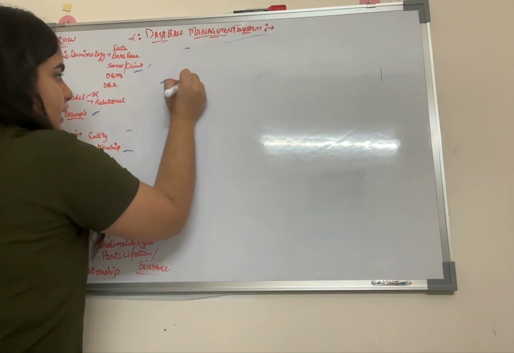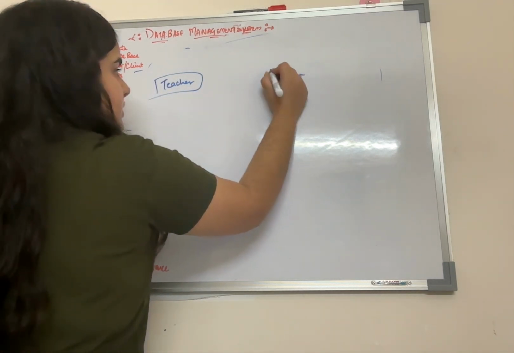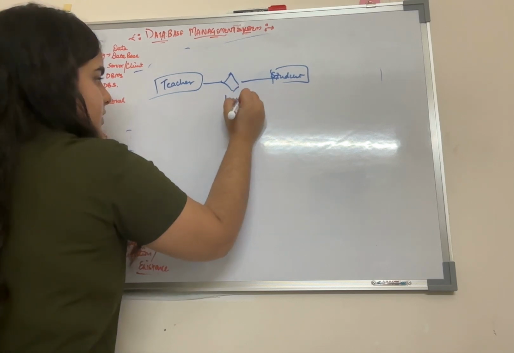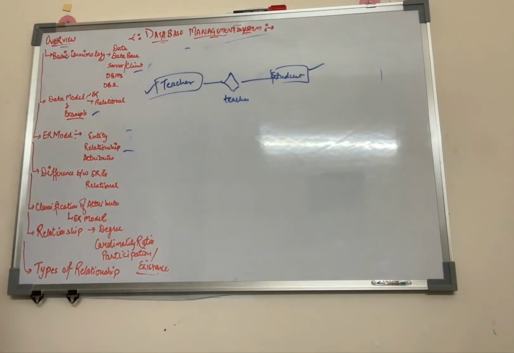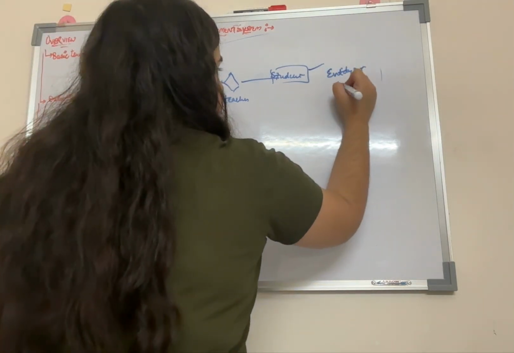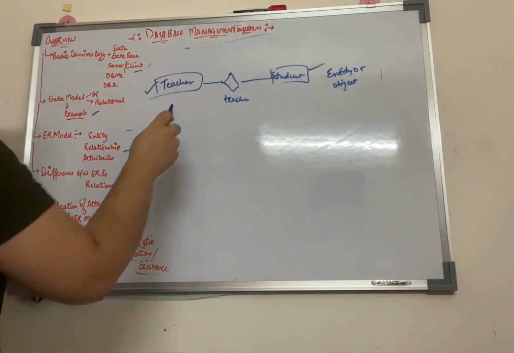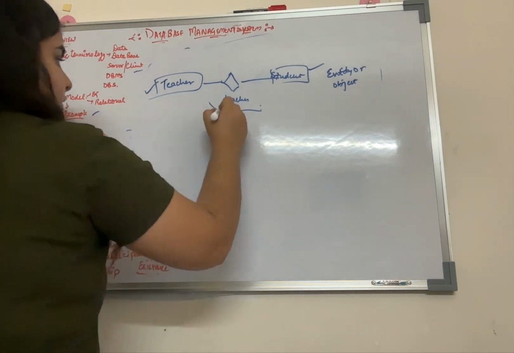As we were saying, the teacher is there, the student is there, and this relationship is there in between teacher and student. The teacher teaches the student. So these two are entities, entities or objects. These two entities or objects which are part of the relationship are there. Now this is a relationship.